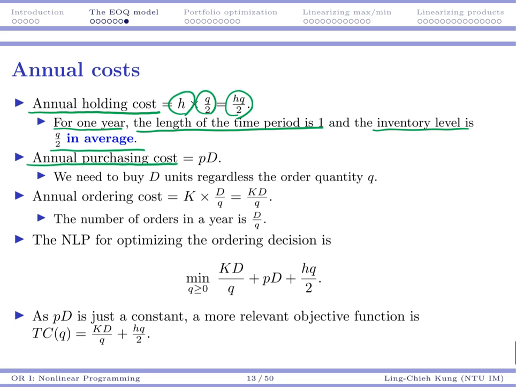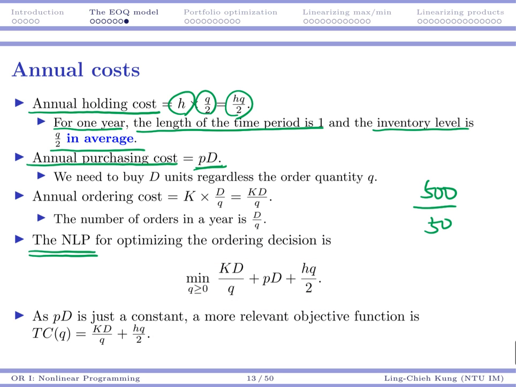And then I have annual purchasing cost. For each year, I need to buy capital D units, and whether I buy them in 10 orders or 1 order, it doesn't really matter, because I just need to pay PD to complete this task. And then my annual ordering cost would be here. I need to first calculate the number of orders in a year. That would be D over Q. Obviously that's true, because if I need 500 units per year, and I order 50 units in each order, I need to place 10 orders, and that 10 is this number. If I need to place that many orders, and each order costs me K dollars, then that product would be my annual ordering cost.